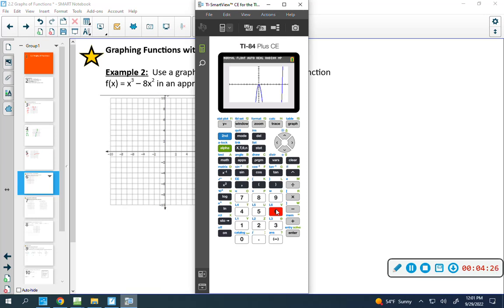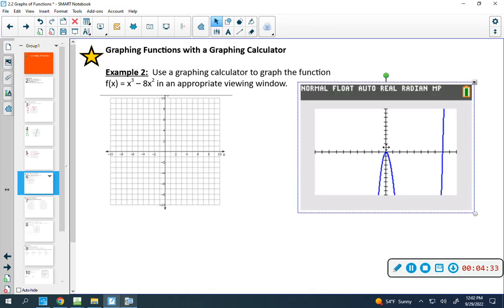Now, it's that third degree function. So I'm kind of looking for a little bit of curve here, loop to loop, and it looks like, I'm going to steal the picture for a second so I can draw it.